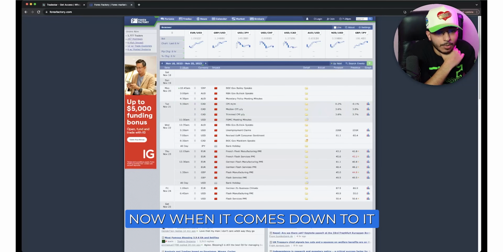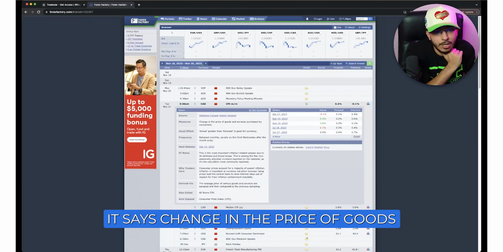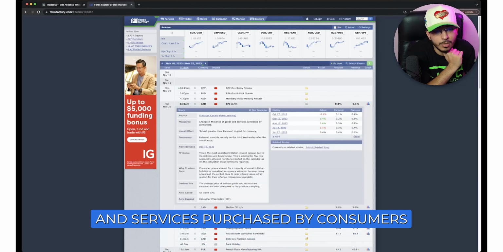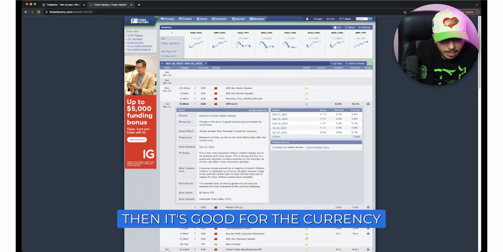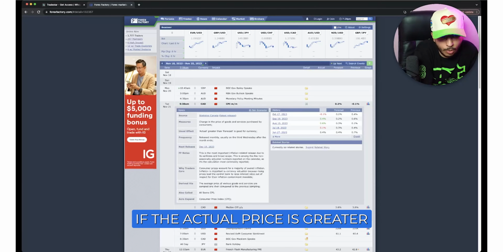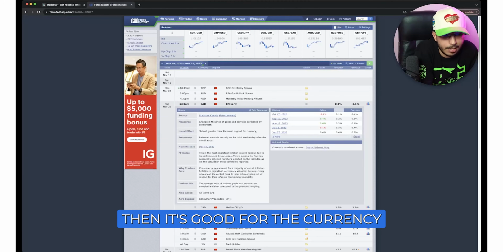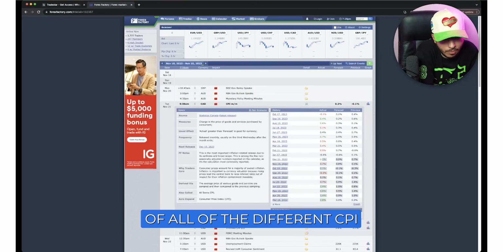Now, the way you read the news is very simple. It says CPI M-M. If I click this, it says change in the price of goods and services purchased by consumers. If the actual is greater than the forecast, then it's good for the currency. So what I like to do is take a rough average of all of the different CPIs for this specific pair of CAD, and I'll put them into perspective.